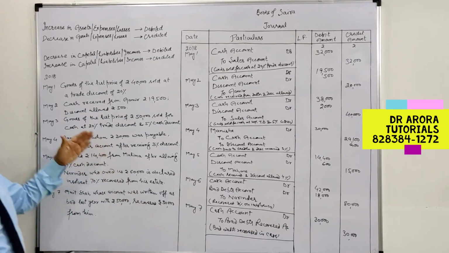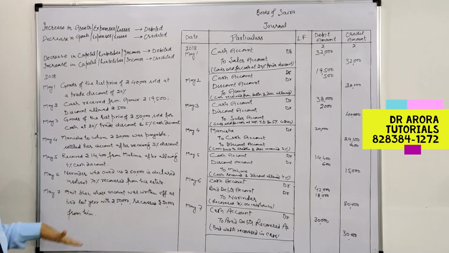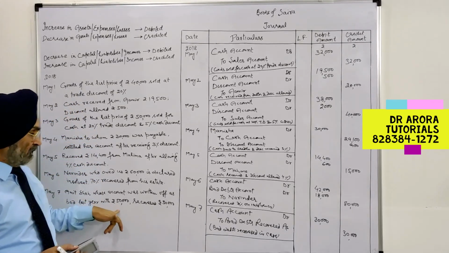Okay, so this was all about trade discount, cash discount, bad debts and bad debts written off and bad debts recovered.